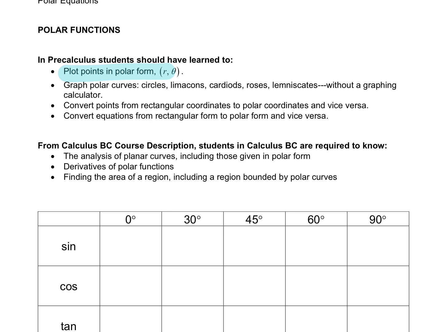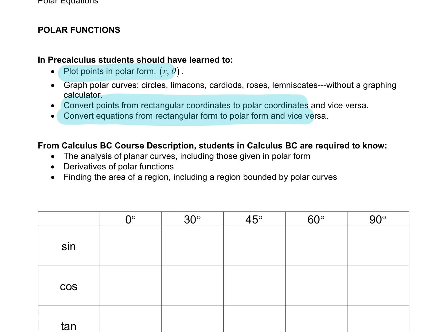We looked at limacons, cardioids, and roses on our calculator, but we did not have time to do those in terms of graphing them by hand. We will look at that today, okay? We did do converting points from rectangular to polar and vice versa, and we did do equations from rectangular to polar and vice versa, okay?